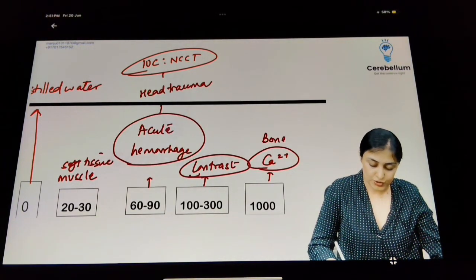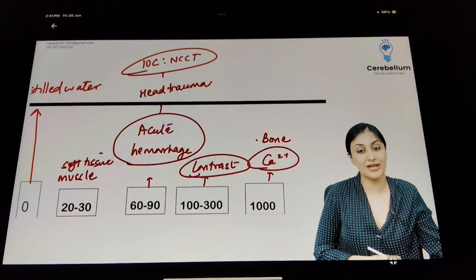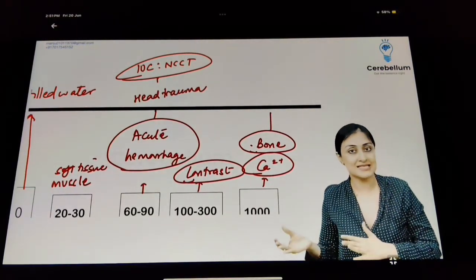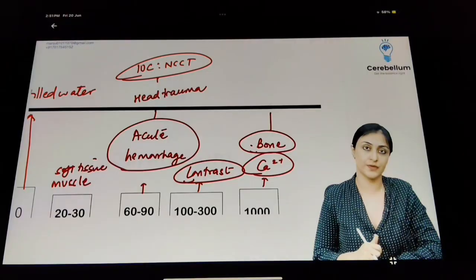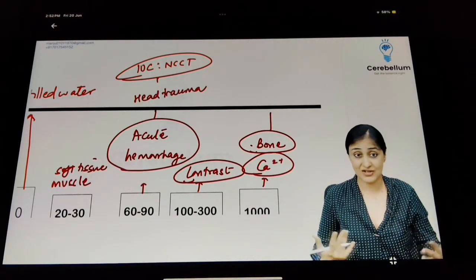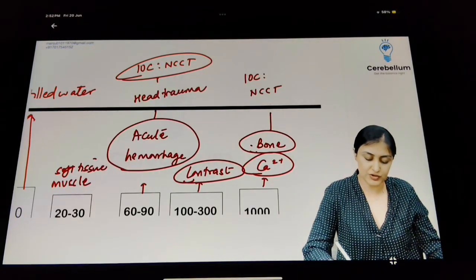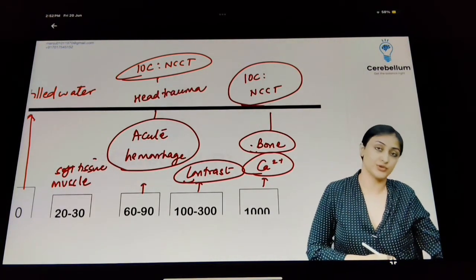Calcium meaning bone. Your bone cortex especially is made up of calcium, and that is the whitest thing that we have evaluated. So again, if I want to look at calcification, at stones which have calcium, or at bone pathologies like fracture, what will I do? Do I need to give contrast? No, it's the highest HU. Why do we want to give contrast? I'm just going to do an NCCT. It's anyways going to be white. So again, I'm going to do NCCT.